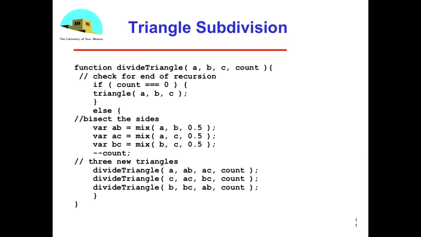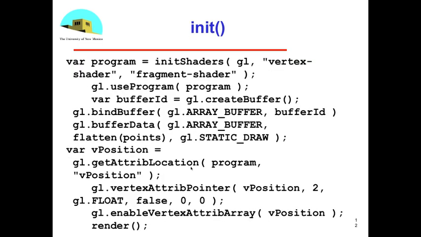Create new variables. Now I do triangle subdivision on the 3 triangles. Each one is associated with a vertex. So the top triangle, if that had vertex A, the 2 bisectors are AB and AC. I draw that triangle, and now I do, oh, excuse me, a little mistake here. This is obviously count minus 1 here instead of count. Now let's go look at init real quickly.